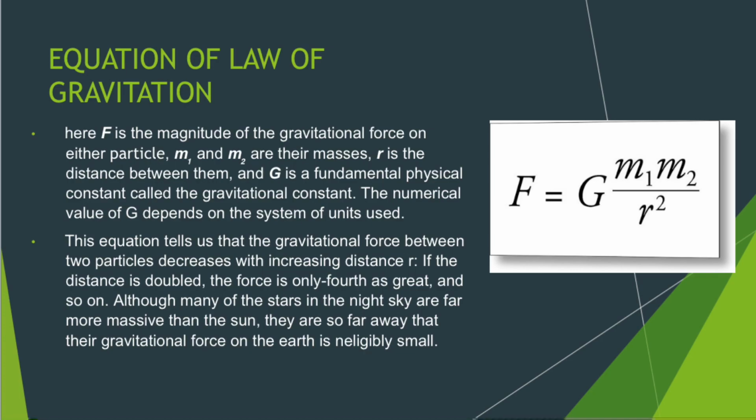This equation tells us that the gravitational force between two particles decreases with increasing distance r. If the distance is doubled, the force is only one fourth as great, and so on. Although many of the stars in the night sky are far more massive than the sun, they are so far away that their gravitational force on the Earth is negligibly small.